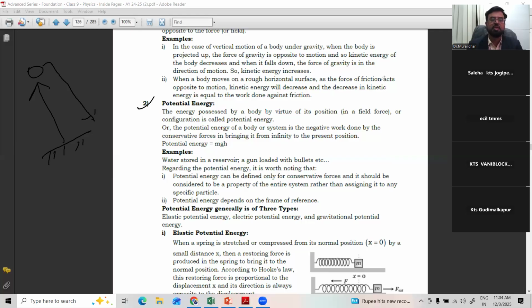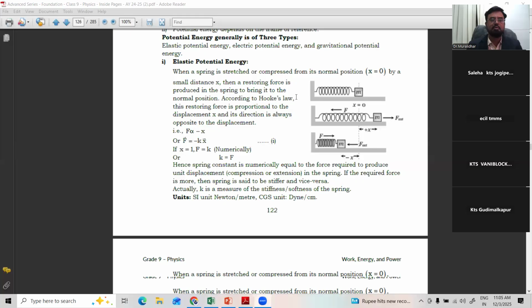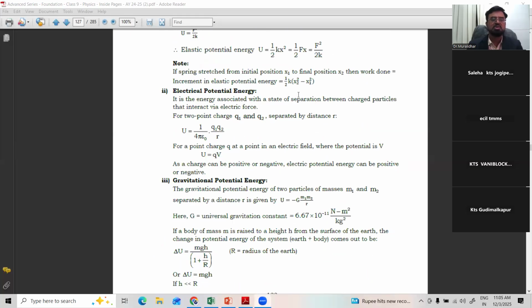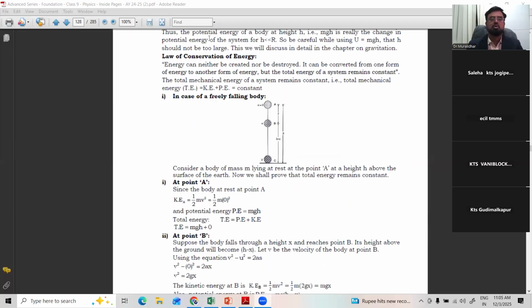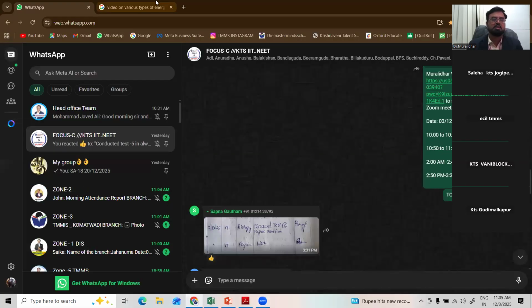Potential energy depends on the frame of reference. It is given by the mathematical formula mgh: mass into acceleration due to gravity into height. Gravitational energy and electrical energy are all the same here. Next, the law of conservation, we have to verify. We are saying that the total energy in a system remains constant. We'll discuss that after seeing this video on energies. Then we'll move to the last part of the chapter.